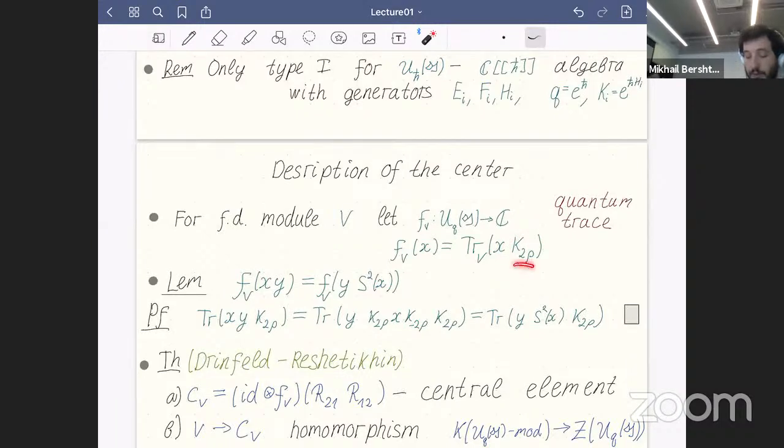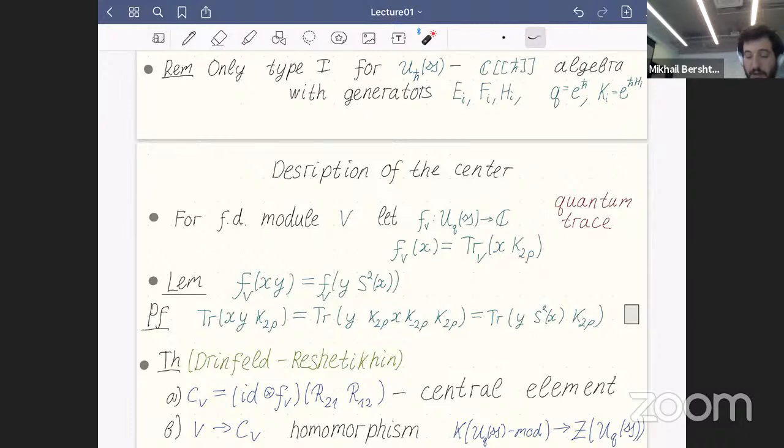I recall that K with an index in some lattice means that I take the corresponding root lattice element, decompose it into simple roots and take the corresponding product of the K elements. Rho is a half sum of all positive roots, so 2 rho is just the sum of all positive roots. This is some product of K_i's.